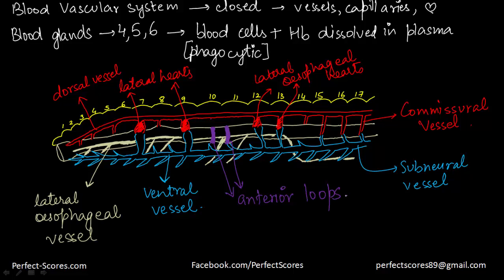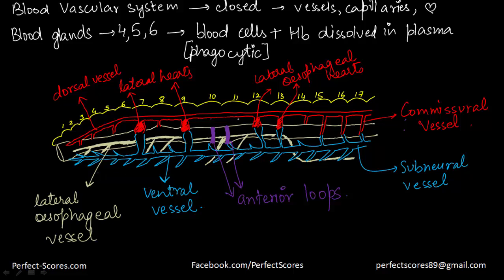So that is the entire structure that you need to know about the vascular system of the earthworm. I'll quickly revise. There are blood glands between the 4th, 5th, and 6th segments. The top one is the dorsal vessel, and over here it becomes the commissural vessel. The lower one is the ventral vessel, that over here comes to be known as the subneural vessel. And then the third one is the lateral esophageal vessel.